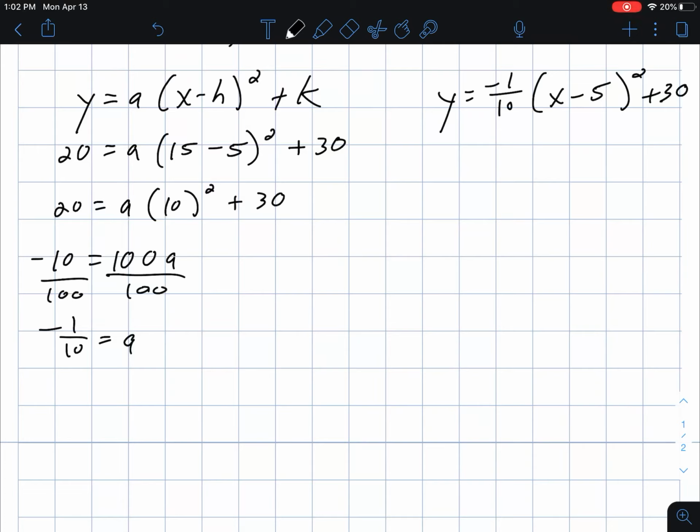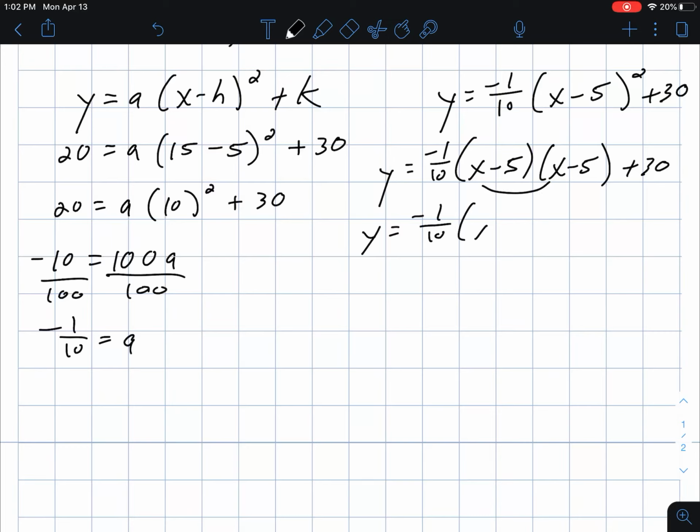And then getting into quadratic form. All I need to do is multiply this out. I'm going to leave that negative 1/10. Remember to do x minus 5 squared. It has to be x minus 5 times x minus 5. So I'm going to expand this here.